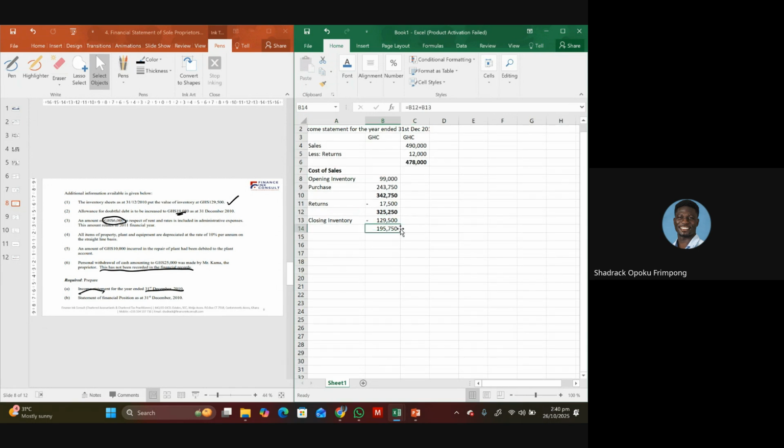Okay, so this is our cost of sales. Mind you, this is also an expense. Cost of sales is an expense. So let's just put the whole thing in brackets to signify the fact that it's an expense. Okay, so we deduct it from revenue, and this gives us our gross profit.